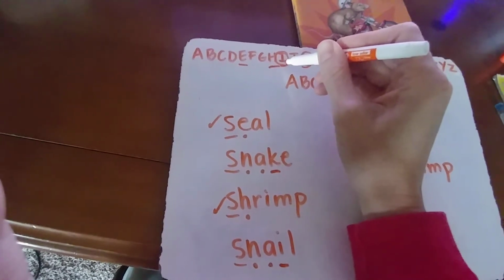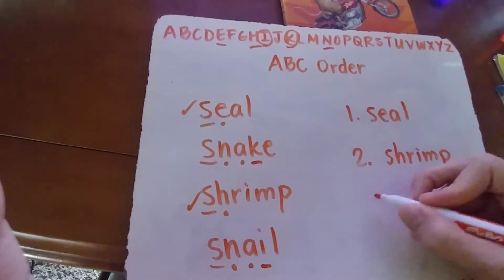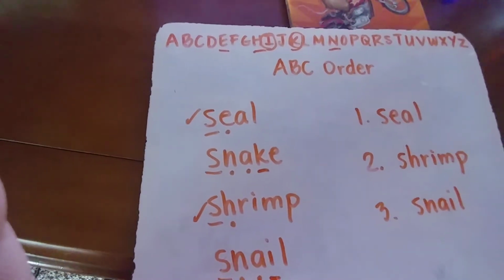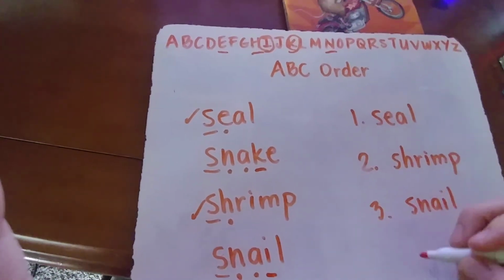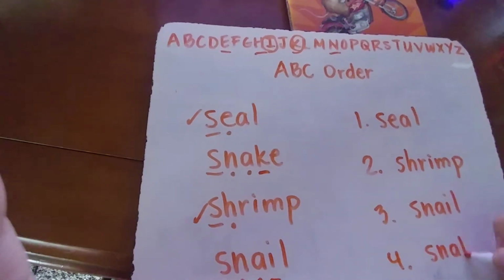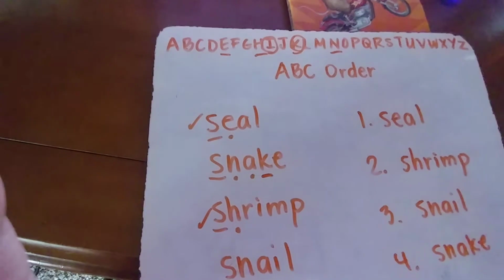So I comes before K, so that means that snail would be before snake in alphabetical order or in a dictionary. And that's why we need to know this skill.